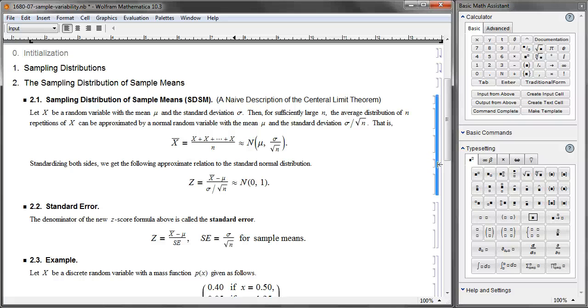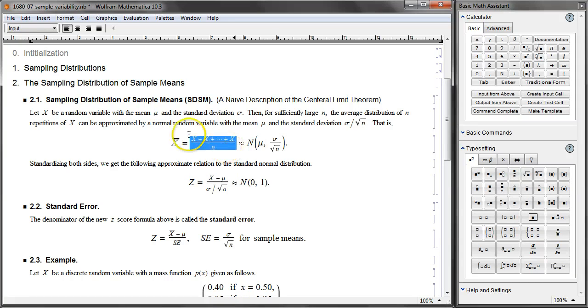By the way, this is not a precise statement of the central limit theorem. It's just a naive description of it, but it'll do for our purpose. Let x be a random variable with the mean mu and the standard deviation sigma. Then, for sufficiently large n, the average distribution of n repetitions of x can be approximated by a normal random variable with the mean mu and the standard deviation of sigma over square root of n.